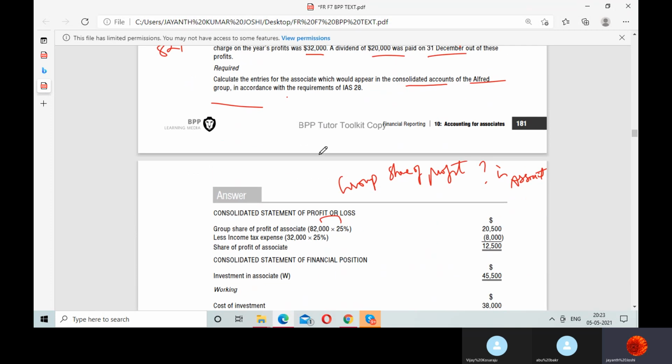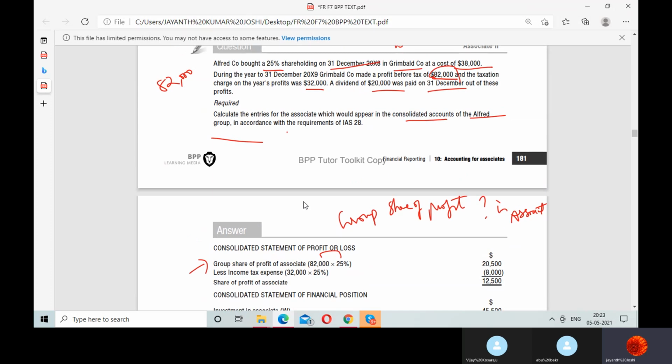So now whatever the profit the group gets, they have to pay tax or not on that? Correct. They have to pay. What are you showing actually? Calculate the entries for associate which would appear in consolidated accounts of Alfred Group. So we are seeing only the group shares. So group should get 25% from the associate's profit, and also they should pay income tax on that, correct? Correct. So what is that income tax expense? 32,000. So in that also they'll pay their share of tax only.